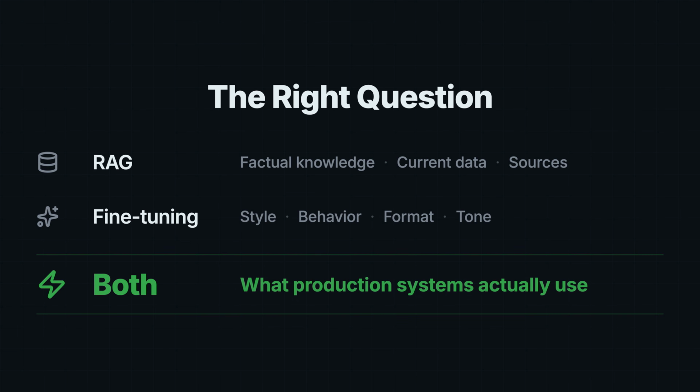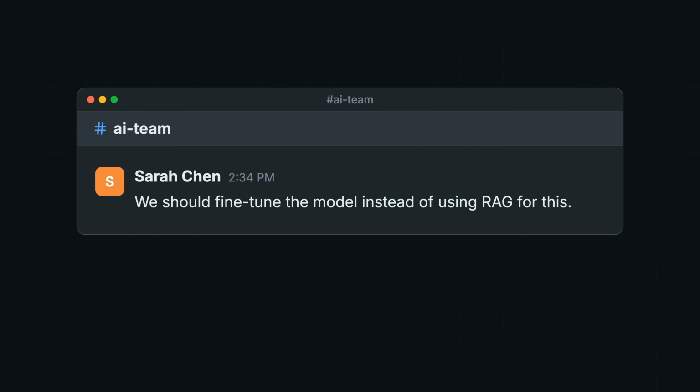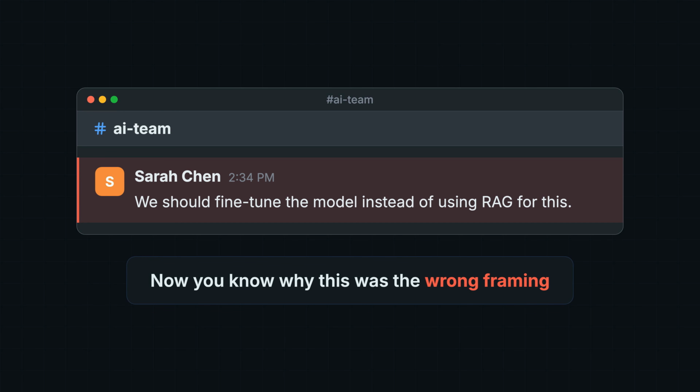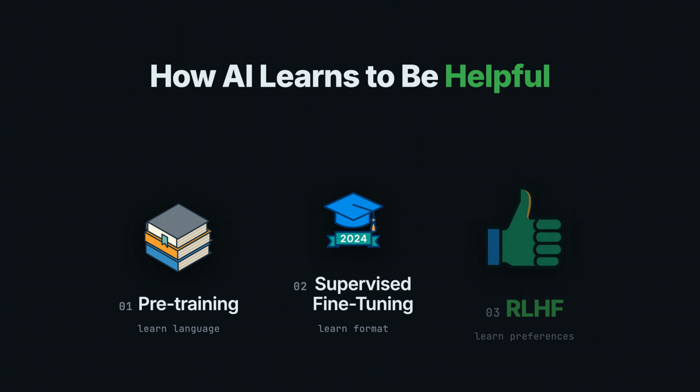In practice, you usually want both. Remember that Slack thread from the beginning? "Fine-tune instead of RAG." They're not interchangeable. They solve different things. You may have thought of this question before.